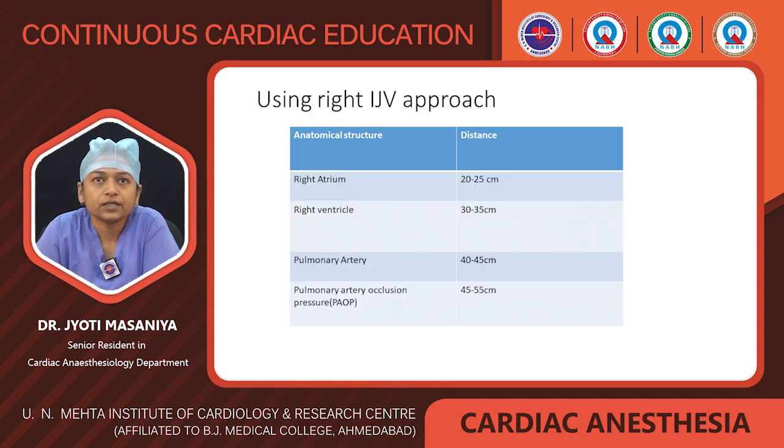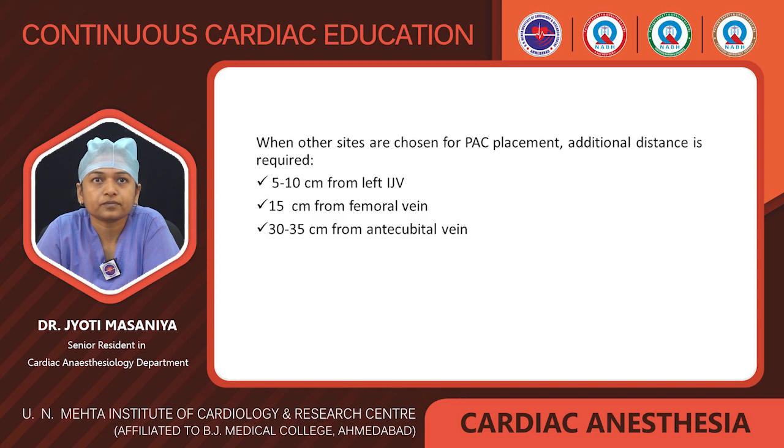When we use the right IJV approach, the right atrium is entered at 20 to 25 cm, the right ventricle at 30 to 35 cm, the pulmonary artery at 40 to 45 cm, and the pulmonary artery occlusion pressure at 45 to 55 cm in most patients. When other sites are chosen for PA catheter placement, additional distance is required: 5 to 10 cm from the left IJV, 15 cm from the femoral vein, and 30 to 35 cm from the antecubital vein.